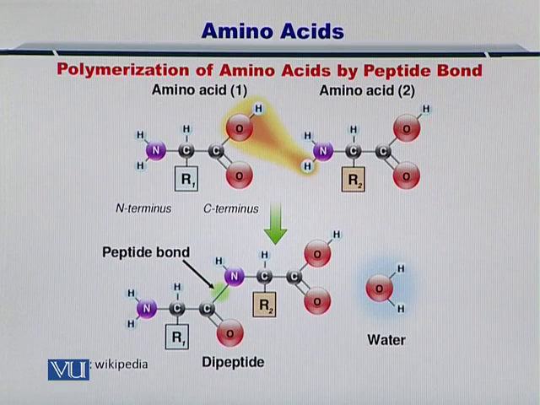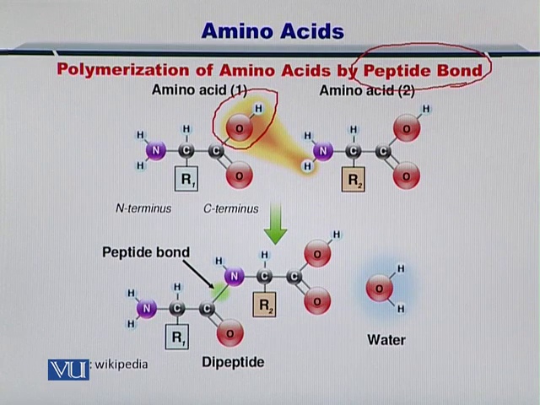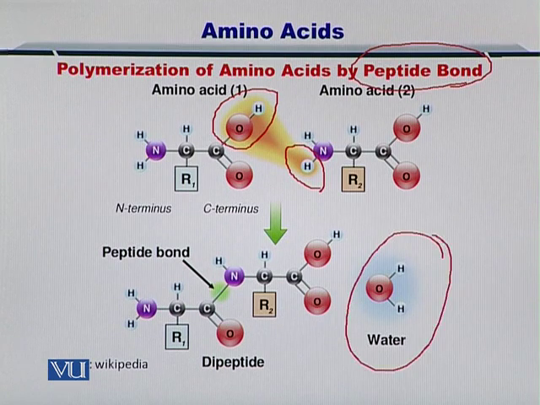And how do these 2 amino acids come together as a result of the process in which a peptide bond is formed? The process is highlighted here. So the C term of one amino acid gets attached to the N term of the other amino acid, and water is released in the process, while the 2 amino acids come together to form a dipeptide. So this is the polymerization of amino acids by formation of a peptide bond.